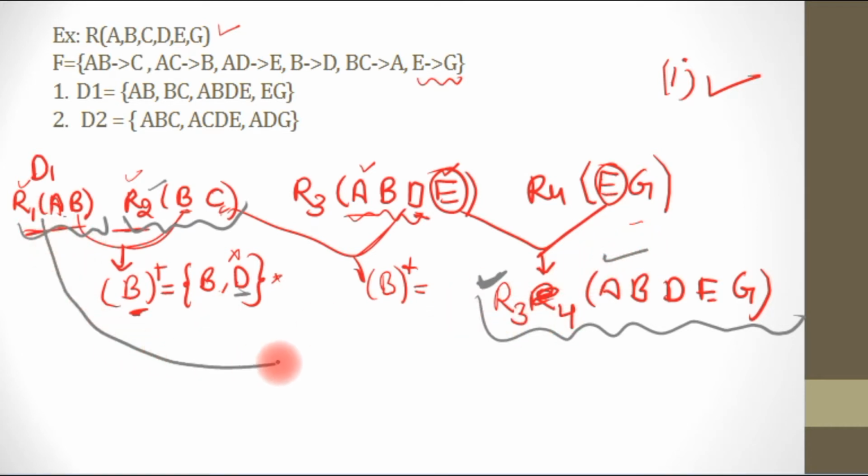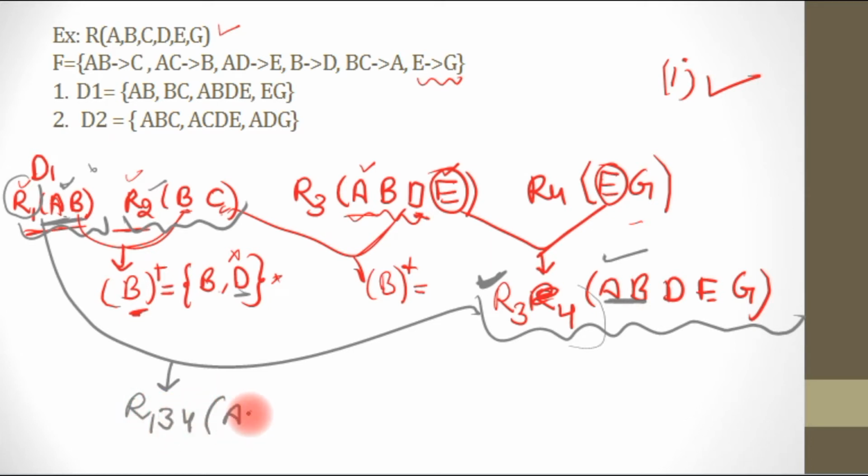So let's check whether we can merge R1 and R3, 4. So here the common attribute is AB. So whether AB determines all the attributes of R1 or R3, 4. So here we have only AB, and AB should be the primary key or candidate key or super key, because AB can determine all the attributes of R1. So there is no problem. Yes, we can combine them. So here we write R1, 3, 4 and A, B, D, E, G.